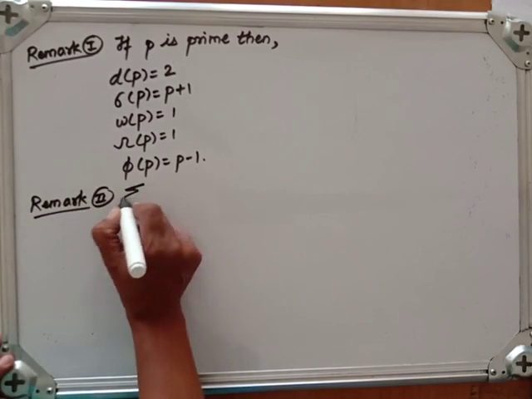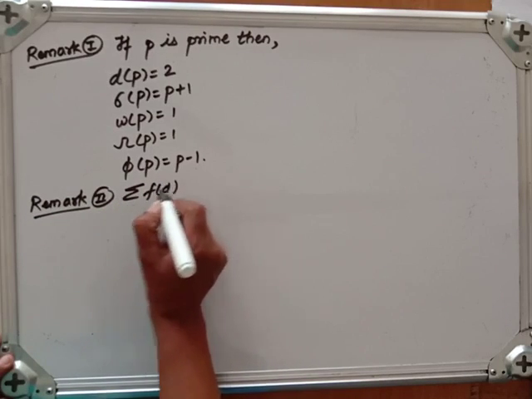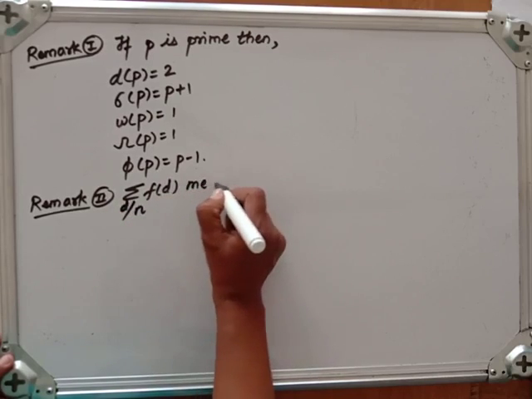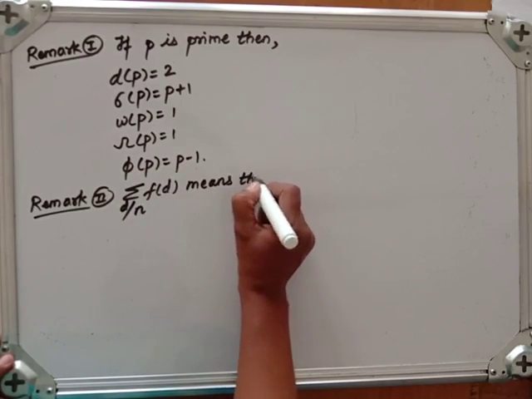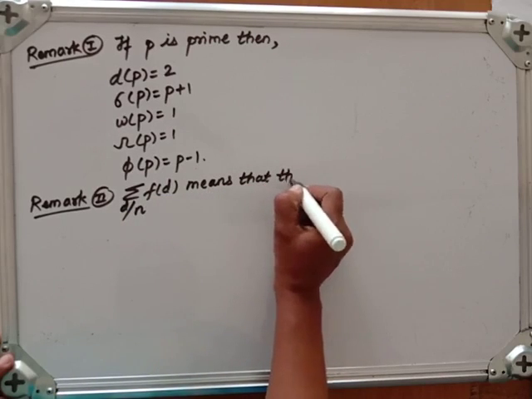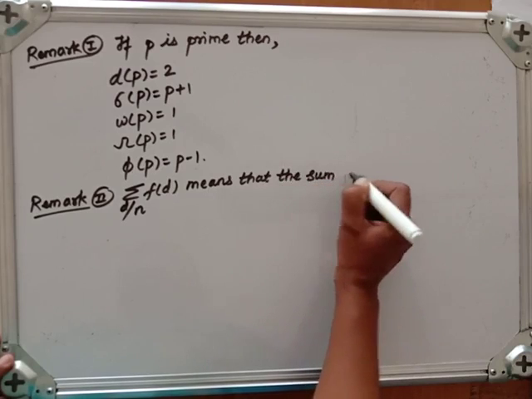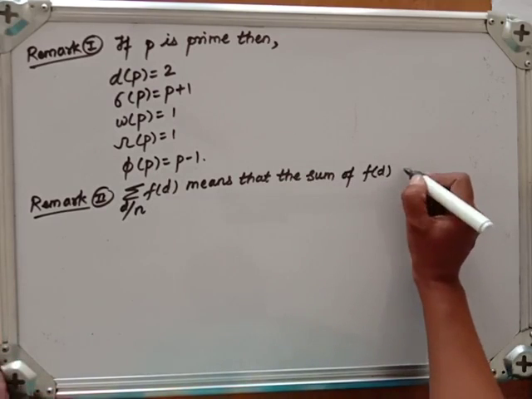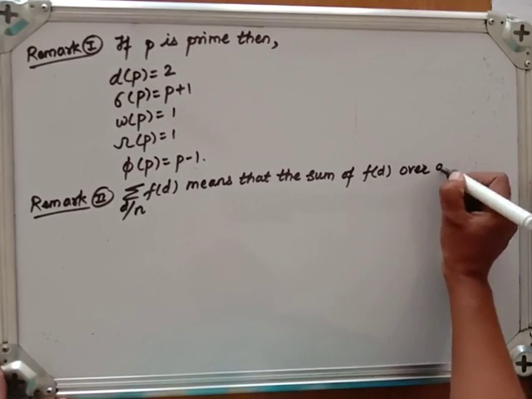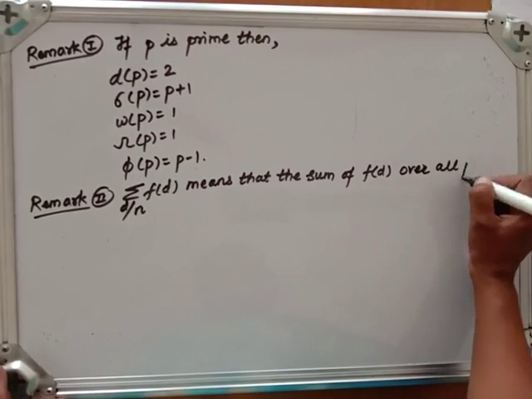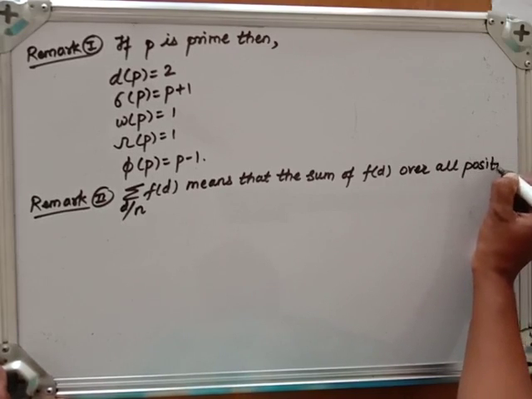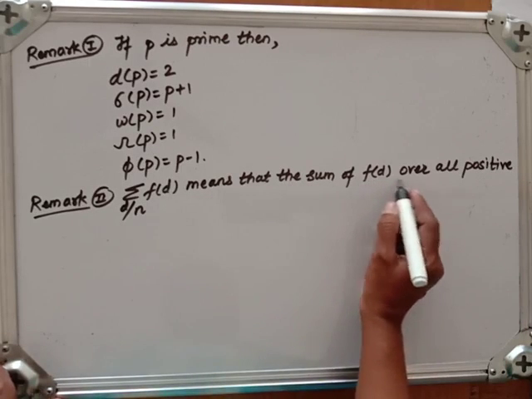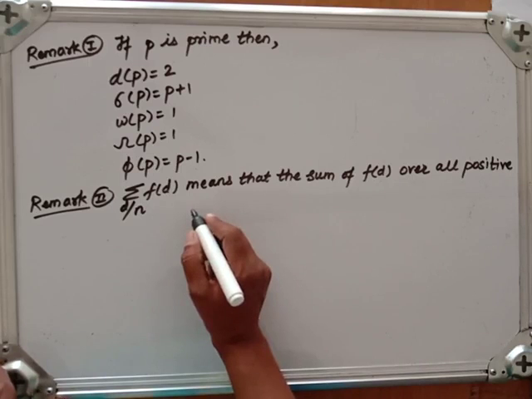Remark 2. Summation f of d, where d divides n, means the sum of f of d over all positive divisors of n. We will take examples on this so that you will get it. This means the sum of f of d over all positive divisors of n.